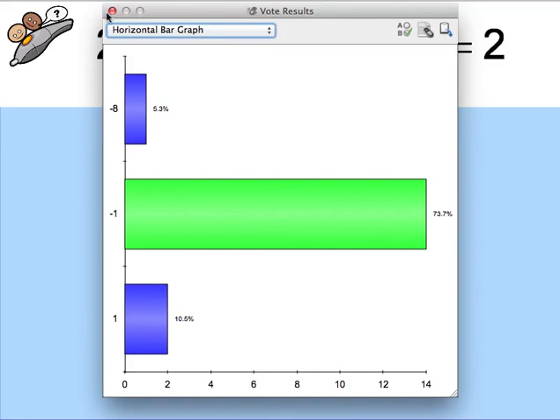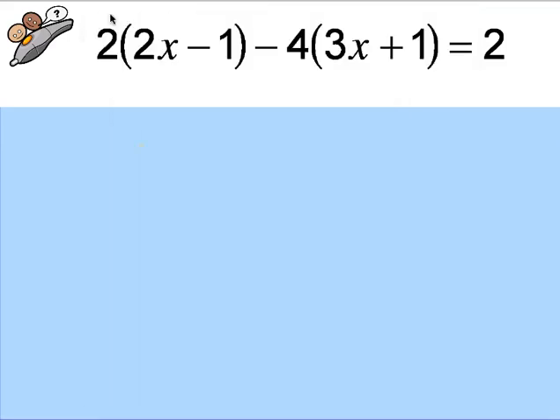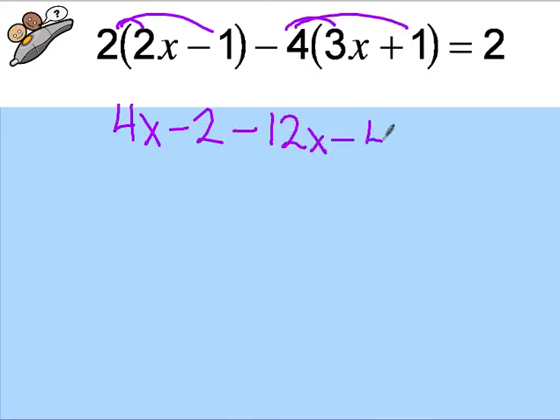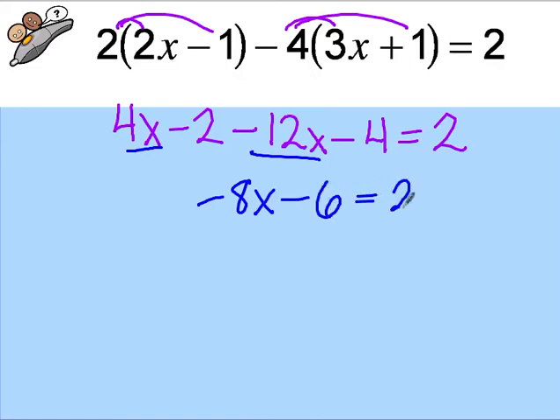Answer, again, is -1. Okay, so let's go ahead and look. Those of you that had 1, you forgot the sign. What you need to do here is distribute again. So you get 4x minus 2. Distribute the -4, you get -12x minus 4 equals 2. Like terms, you get -8x minus 6.